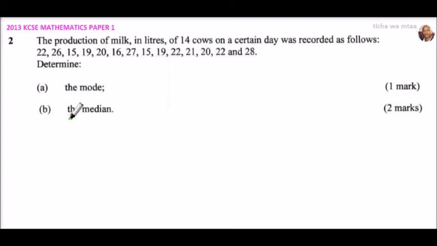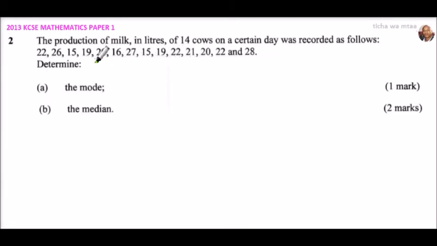Question number 2. The production of milk in liters of 14 cows on a certain day was recorded as follows: 22, 26, 20, 15, 19, 20, and on and on, and 28. Determine the mode, and the median. The mode is the value that occurs the most times. So for us to see that properly, it is good that we arrange our data in order, starting with the lowest and ascending to the highest.